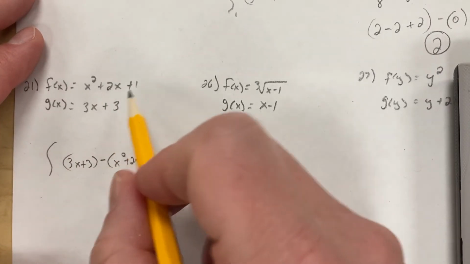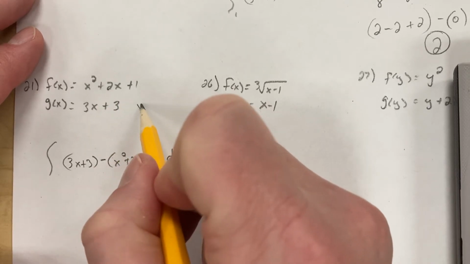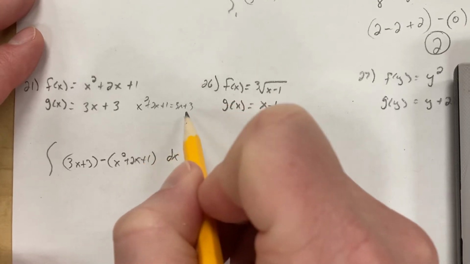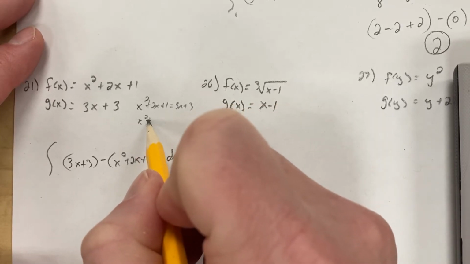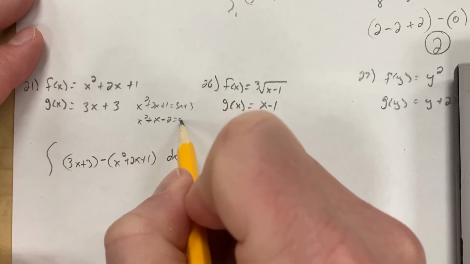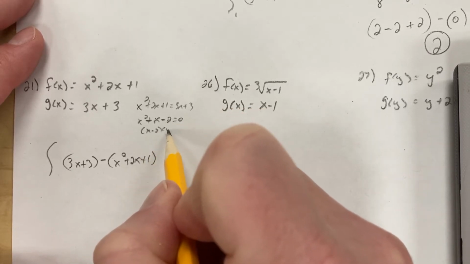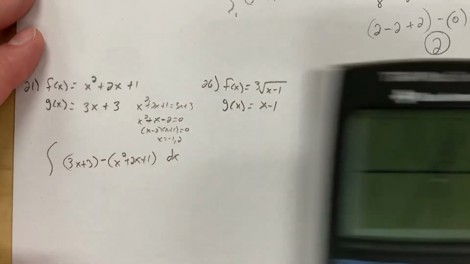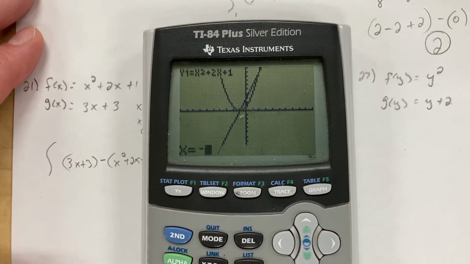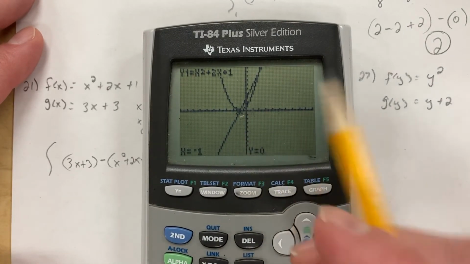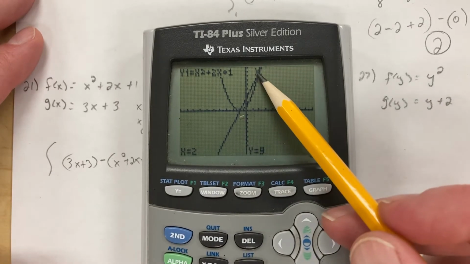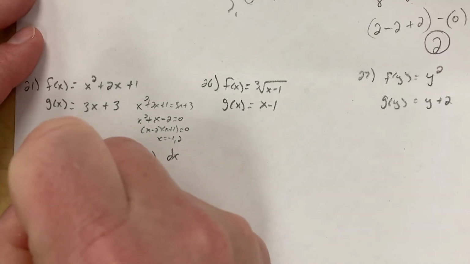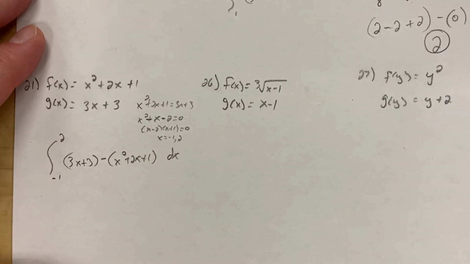Now, if you wanted to find these algebraically, you could set these equal to each other. Go x squared plus 2x plus 1 equals 3x plus 3. Subtract these over, you would get x squared minus x minus 2 equals 0. That's x minus 2 times x plus 1 equals 0. We get x equal to -1, 2. If I go back to the calculator, I could trace -1, and that sure does look like where they intersect. 2, that sure does look like where they intersect. I can use the intersect function as well, but that's confidence enough for me to know that -1 and 2 are limits there.